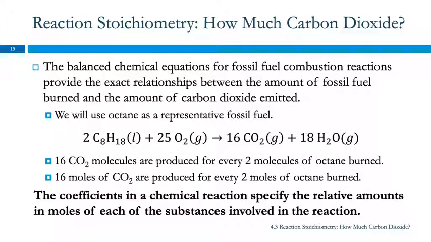So the balanced chemical equation for fossil fuel combustion is going to give us the exact relationship between the amount of fossil fuel that's burned and the amount of carbon dioxide that's given off. But fossil fuels are not a single compound. They are mixtures of compounds, and so this is the first of many approximations that we have to make in order to do this calculation. We're going to use octane as a representative fossil fuel.